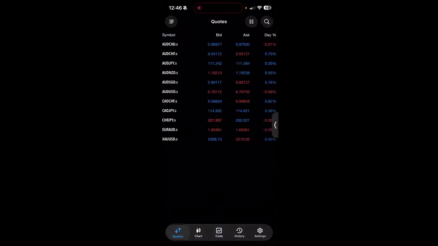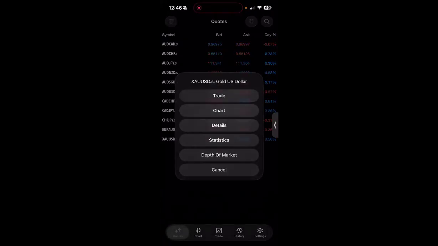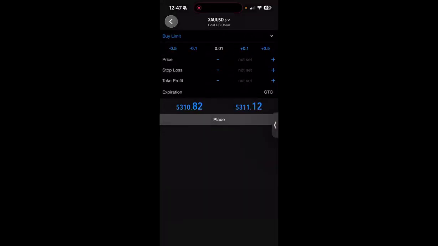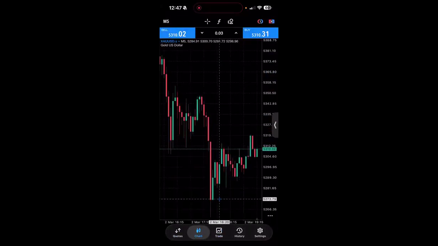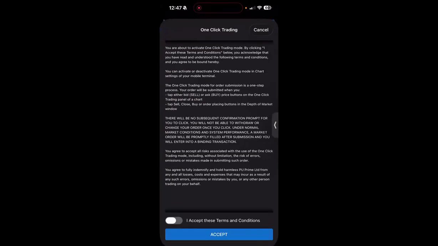Okay, so let's go to gold. First, we need to add gold. Oh, there we go, it's down here. We're going to click trade. Okay, so let's pretend our trade is valid. Okay, cool. We're in the entry zone. We were told to, I don't know, buy.